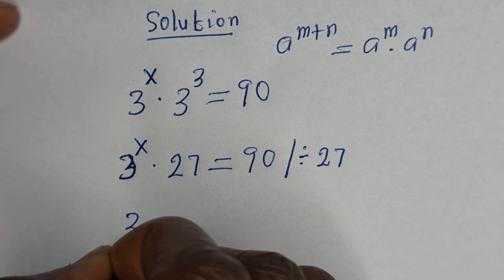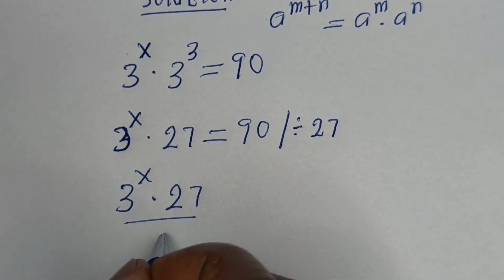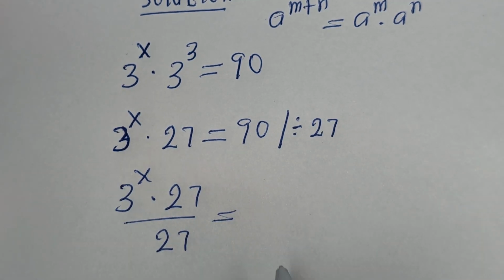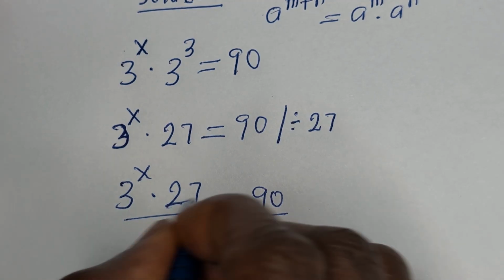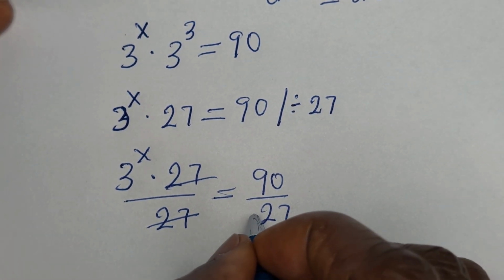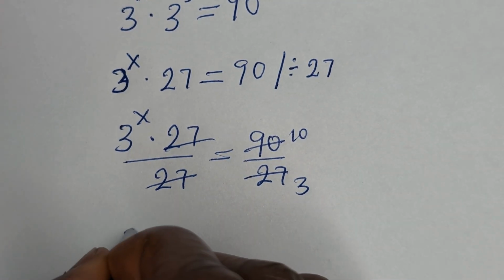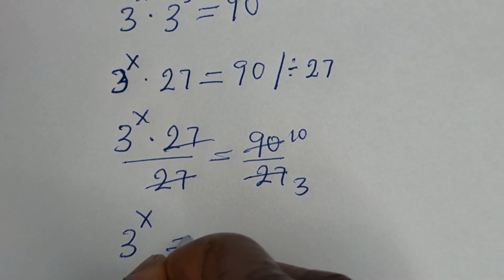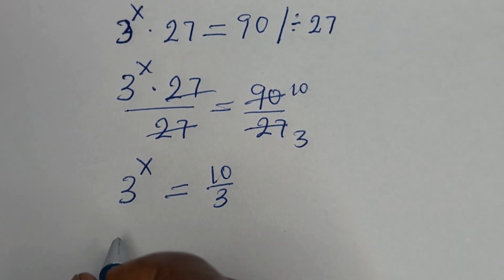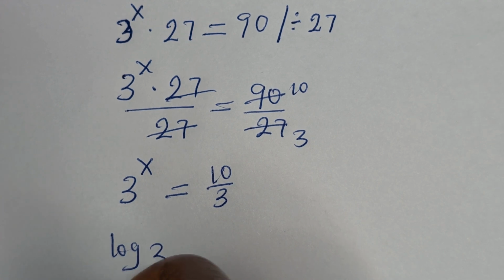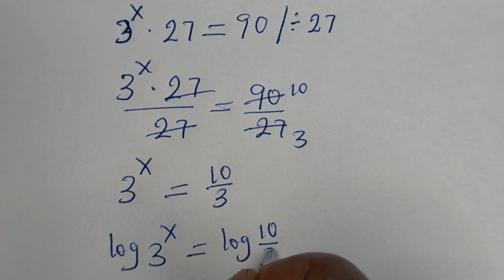Then we have 3 raised to power s multiplied by 27 divided by 27 is equal to 90 divided by 27. This cancels this. Then 9 here, 3, 9 here, 10. Here we have 3 raised to power s is equal to 10 over 3. Let us take the log on both sides of this equation. Log 3 raised to power s is equal to log 10 over 3.